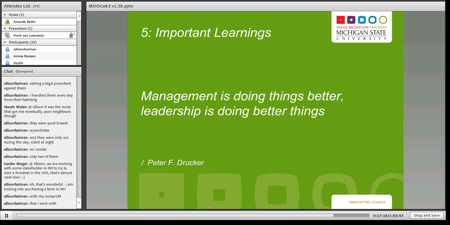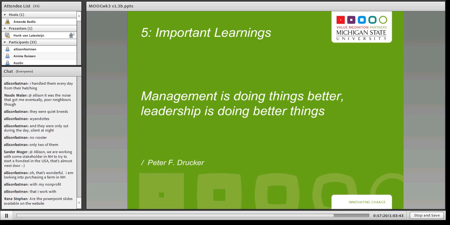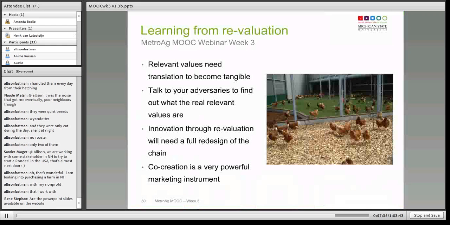So the learnings, to sum them up, is that you really need a translation for relevant values to become tangible. You just cannot go out there and say, we're going to really take care of animal welfare, and you will see that we can put this on the market. You need to rethink and redesign the whole chain in order to get there.